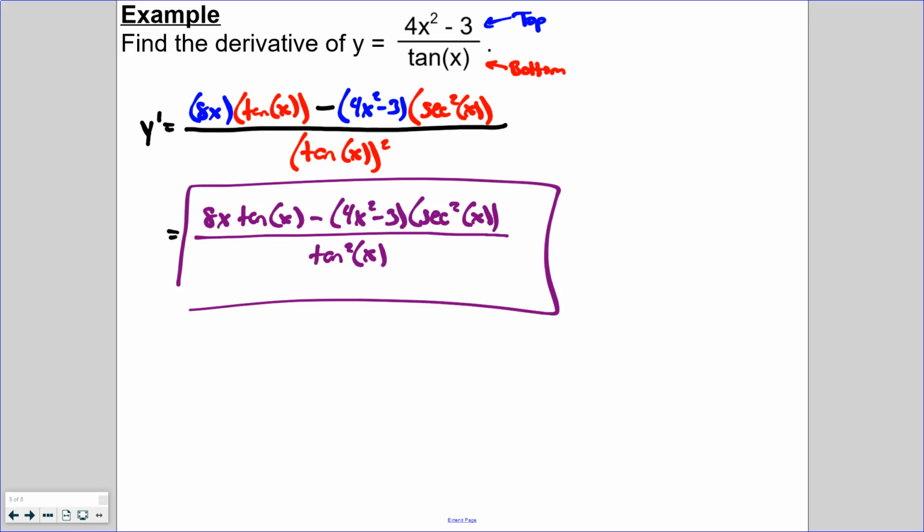All right, folks, that is finding the derivative of a function involving tangent, cotangent, secant, or cosecant.